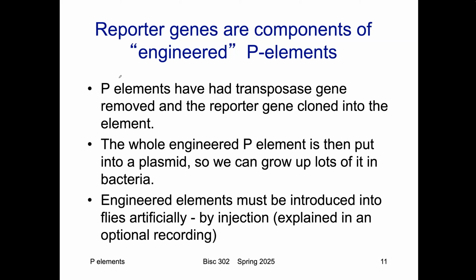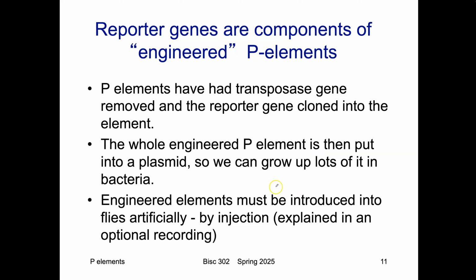Everything we do is designed as much as possible so that we can just look at them and know what their genotype is, for the most part. The way we do this is with genetic engineering. The transposase gene was removed from a wild type element, and the reporter gene was cloned in its place.